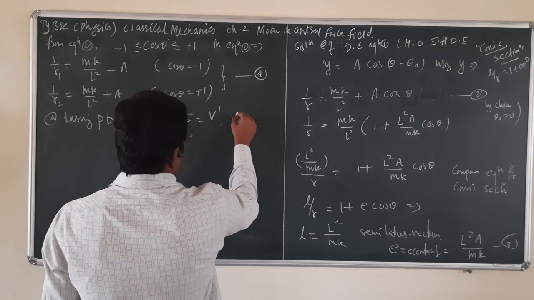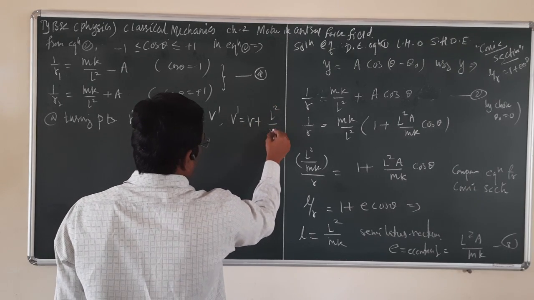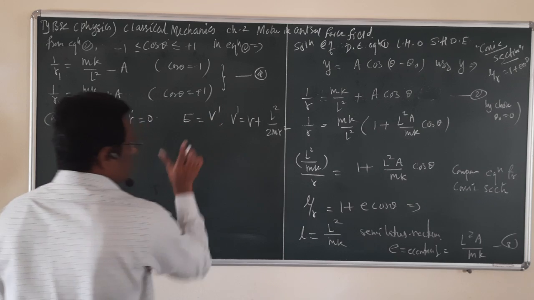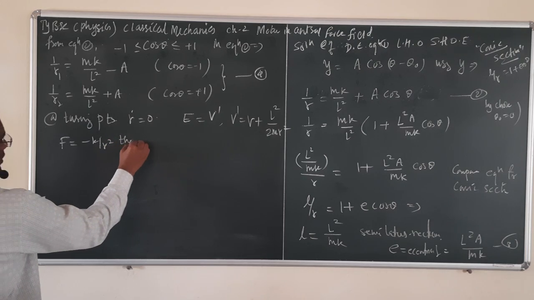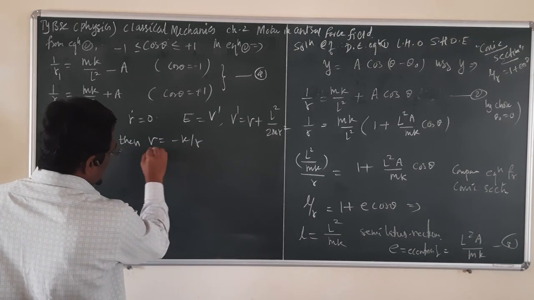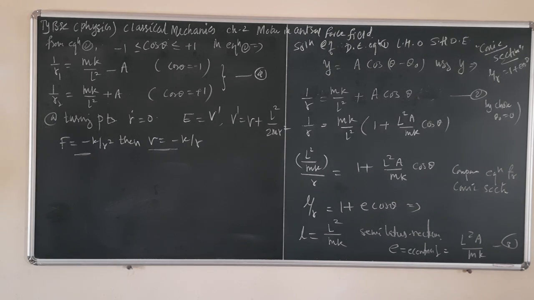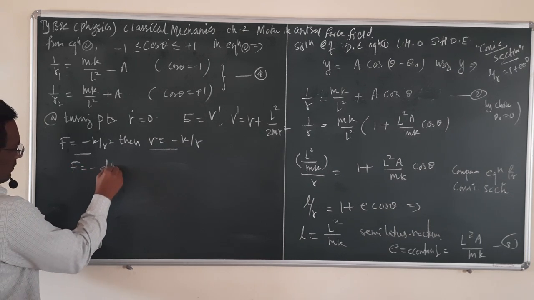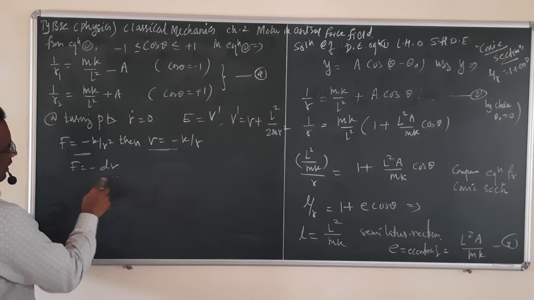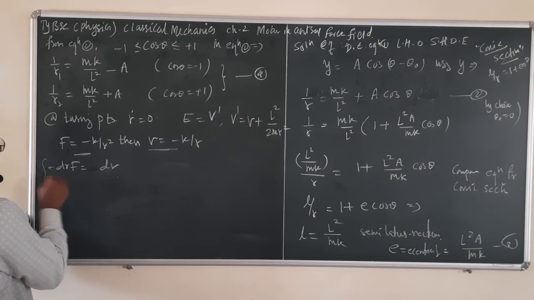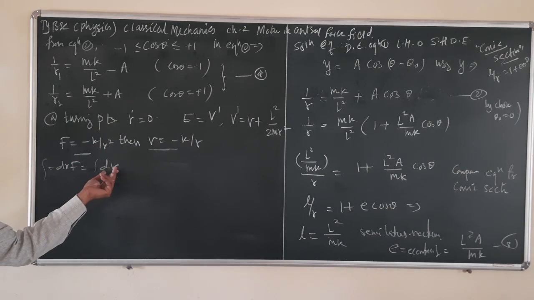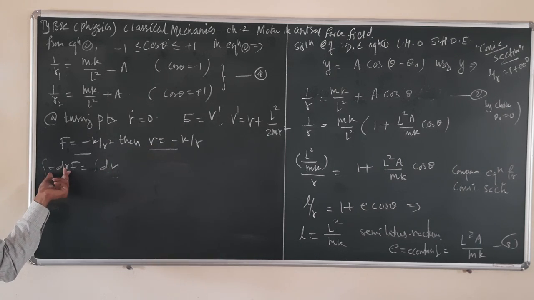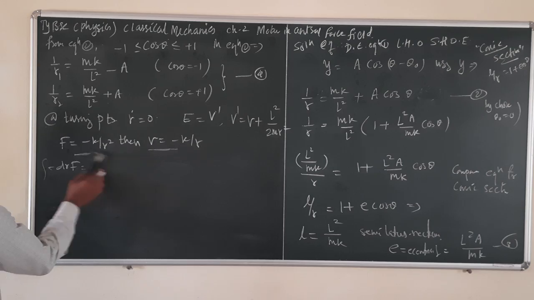And V prime is what? V plus L square divided by twice M r square. These equations we have derived. Now, if force is minus k upon r square, then V is minus k upon r. This we also derived in the previous lecture. Remember, force is the negative gradient of potential, so force is equal to minus dV upon dr. If you integrate this equation, the integration of F, which is minus k upon r square, gives V, which is minus k upon r.